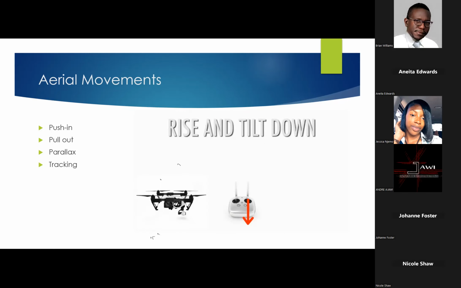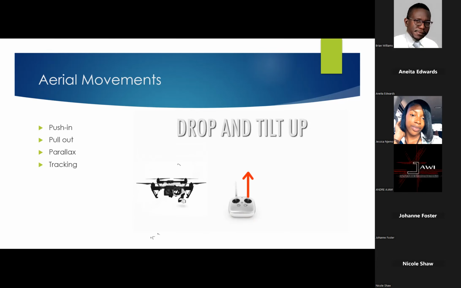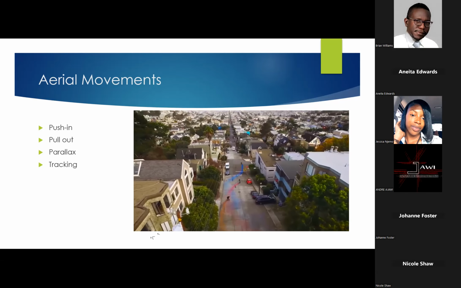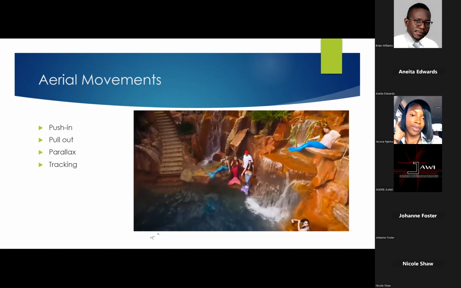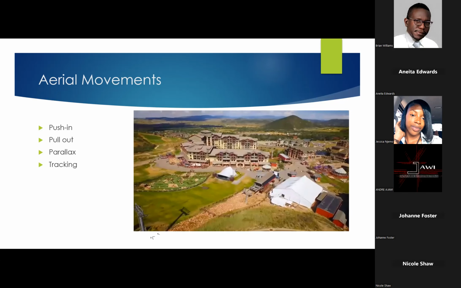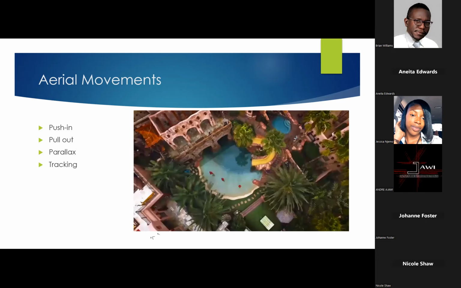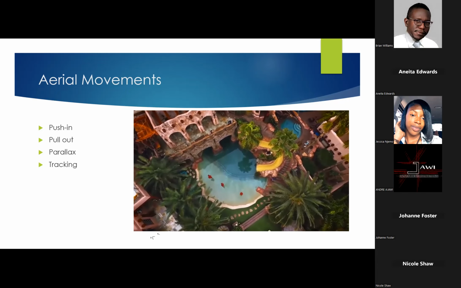The next movement is to have your drone rise while tilting your camera down at the same time, and the opposite of that, to drop the drone down while tilting the camera up. So here's a few examples of times when I've used this move. It gives a very similar look to the parallax, except now instead of going from left to rights and right to lefts, we're going from up to down and down to ups.